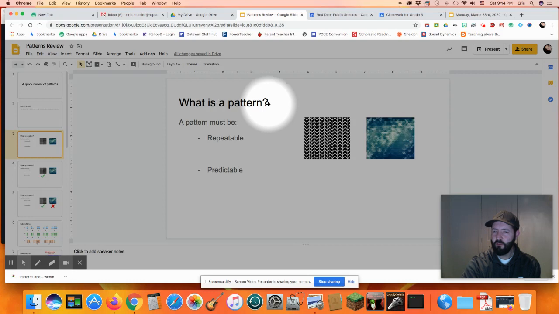There are two criteria that must be true in order for something to be considered a pattern. Criteria number one is that it is repeatable, and criteria number two is that it is predictable. So I've got two images on the right-hand side here, and I'm just going to give you a few seconds right off the bat to look at both of these images and to make a prediction as to whether these are patterns based on my two criteria.